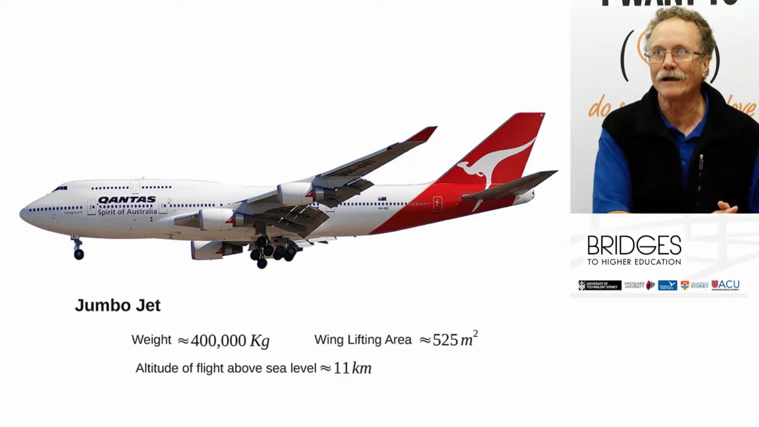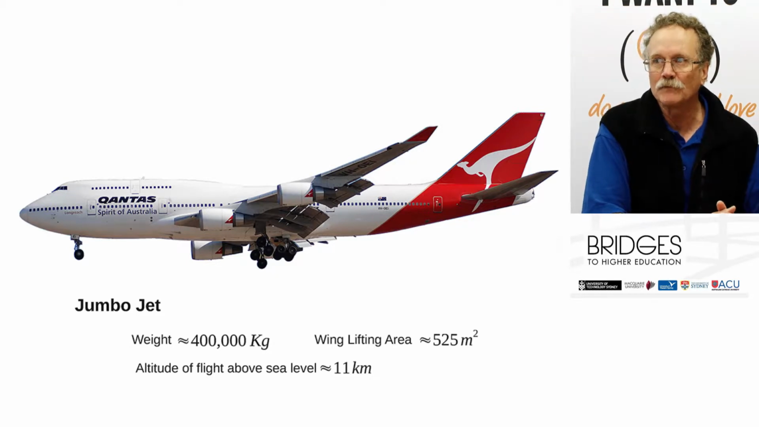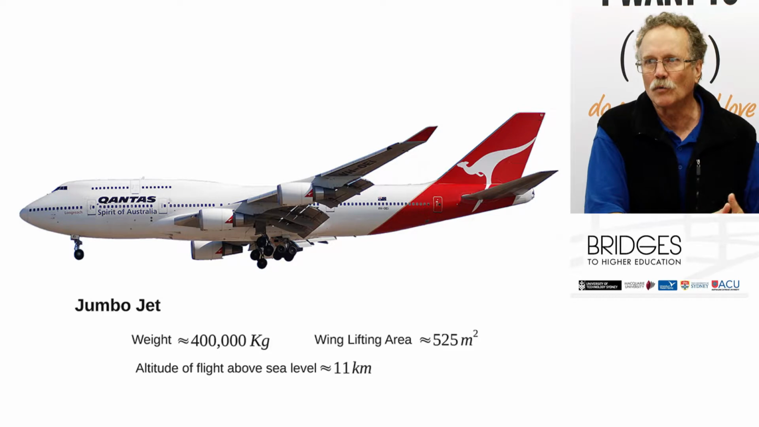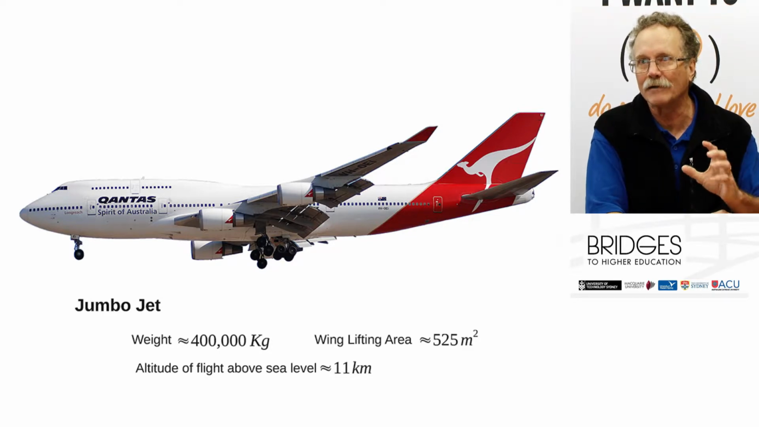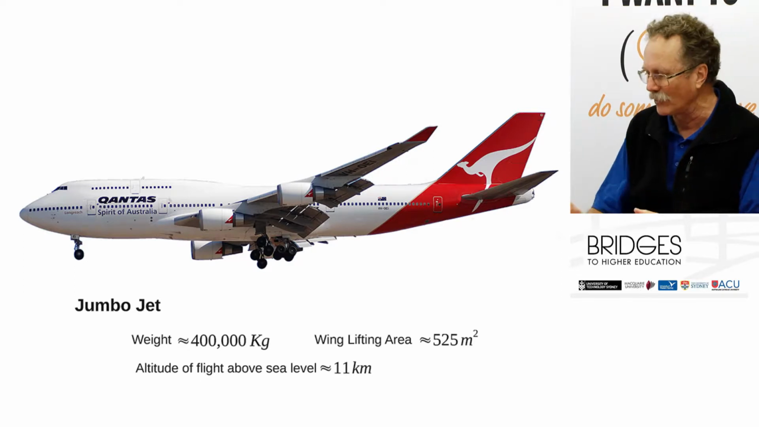The other elephant in the sky is the jumbo jet. Its weight is 400,000 kilograms. It uses a wing lifting area of 525 square metres, and it flies at an altitude of 11 kilometres. Now, what we want to work out is the difference. Why can't that African elephant fly when this massive elephant can fly?